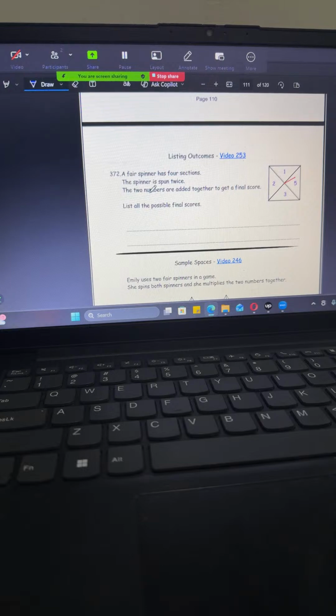A fair spinner has 4 sections. Do you think we should take a 10-minute break? Okay, I can do a break. See you after 10 minutes.